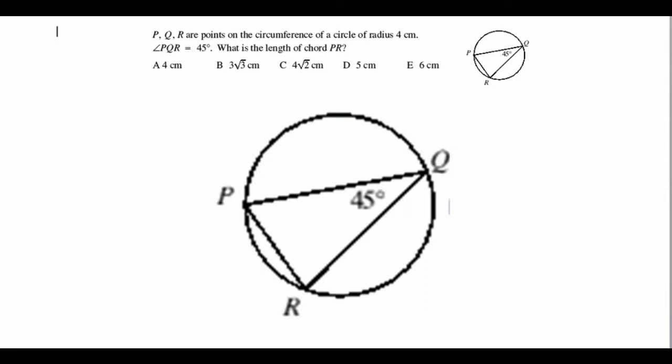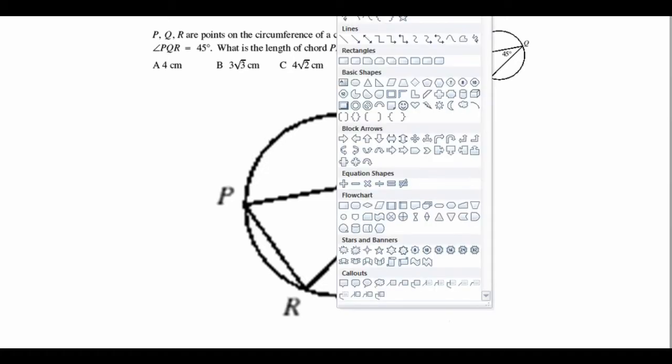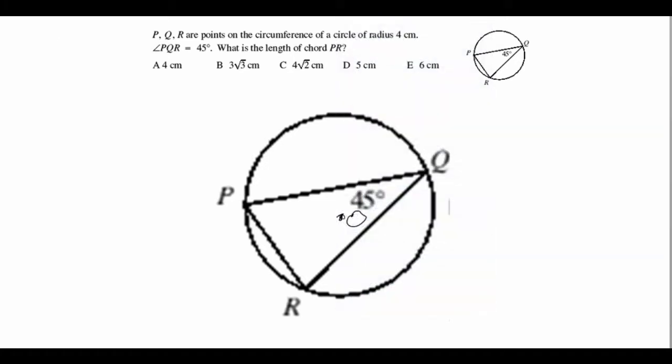Okay, so as before, we are going to mark the center of the circle, so here, and we'll call that point O. Like before, we can then start joining the center to relevant points on the circumference of the circle. And so this time, we're going to join it to the points P and R.